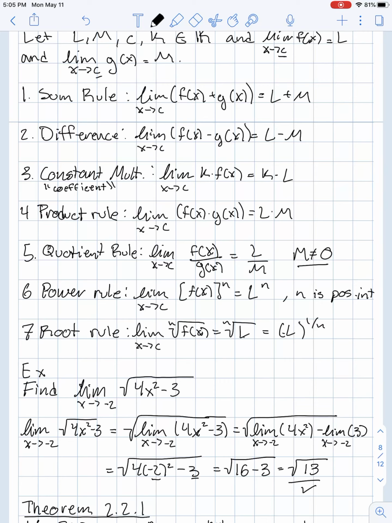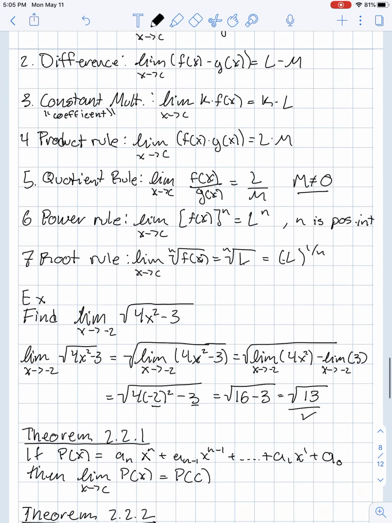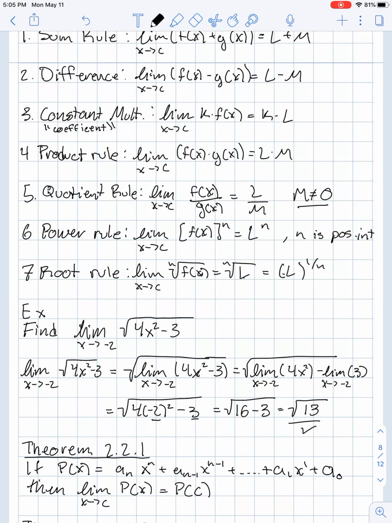combining sum and difference, constant multiple, and the power rule gives us this really useful theorem. It says that if p of x equals a_n x to the n plus a_(n-1) x to the n minus 1, and so on, meaning that p of x is a polynomial, then the limit of p of x as x approaches c is just going to equal p of c. Meaning I can just plug in c into my polynomial and get my limit, instead of rummaging through every limit law that way. It makes our life a lot easier moving on.